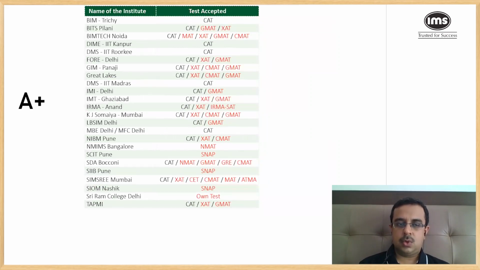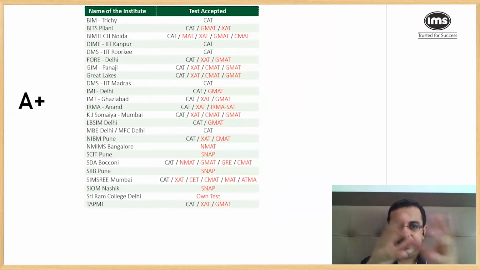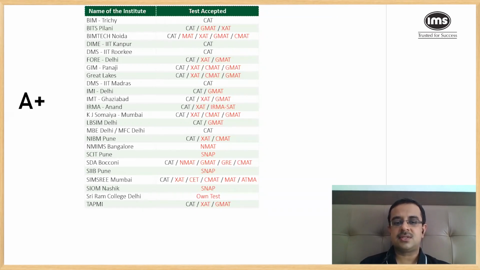And then going further beyond the top 30, right? So between the range of 30 to 50, these are the institutes which come in that range, and you can see that the prevalence of the other non-CAT exams increases drastically in this particular section. Okay, right?